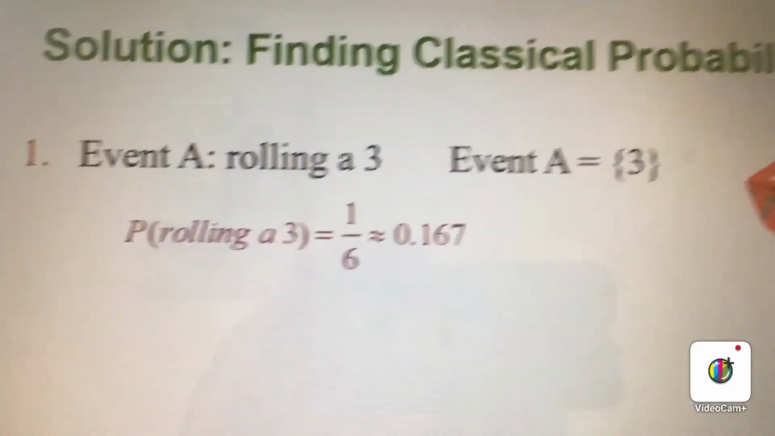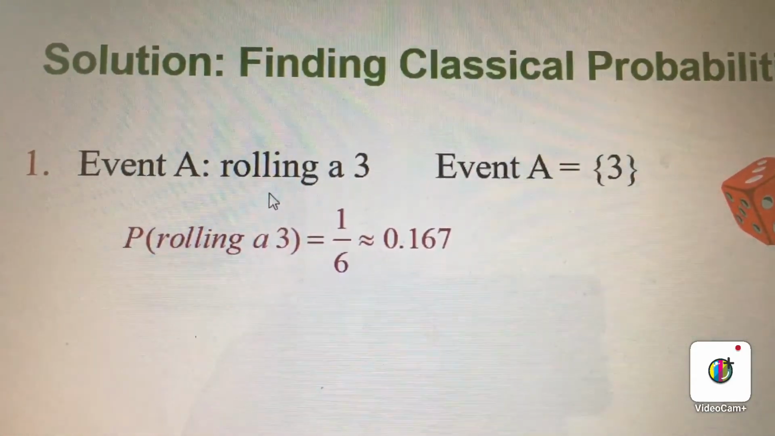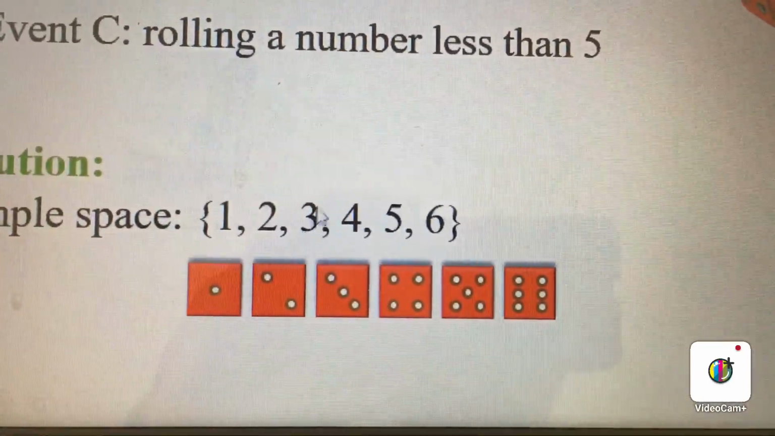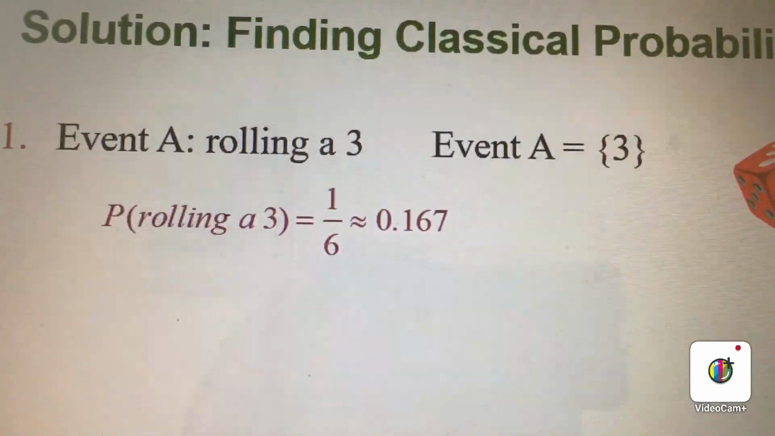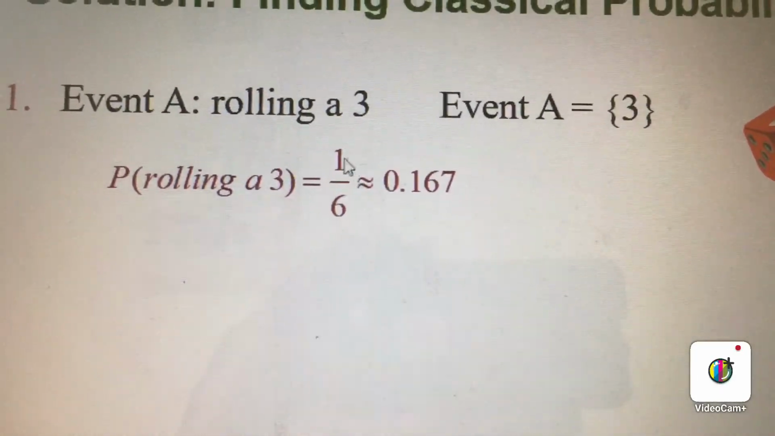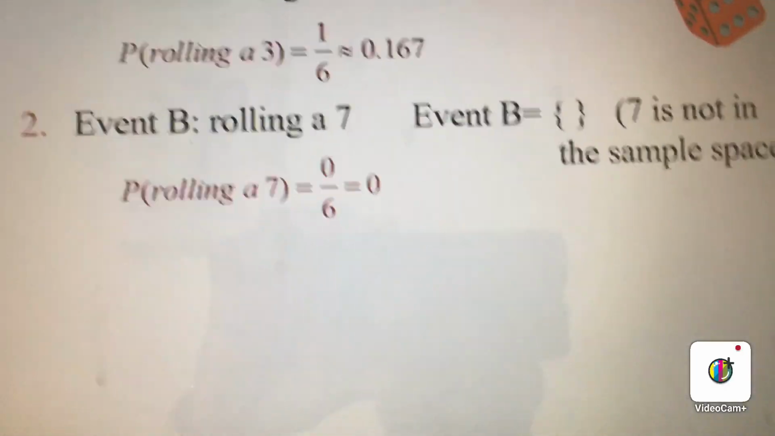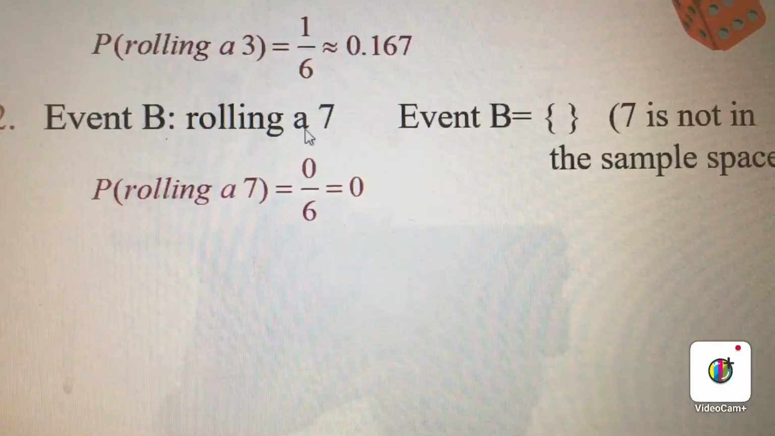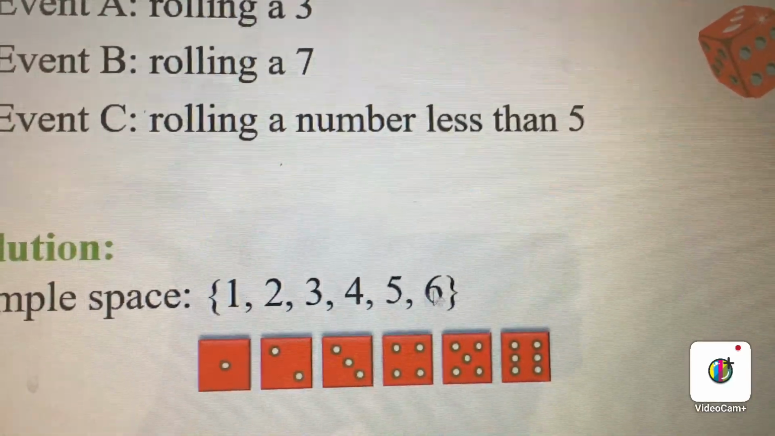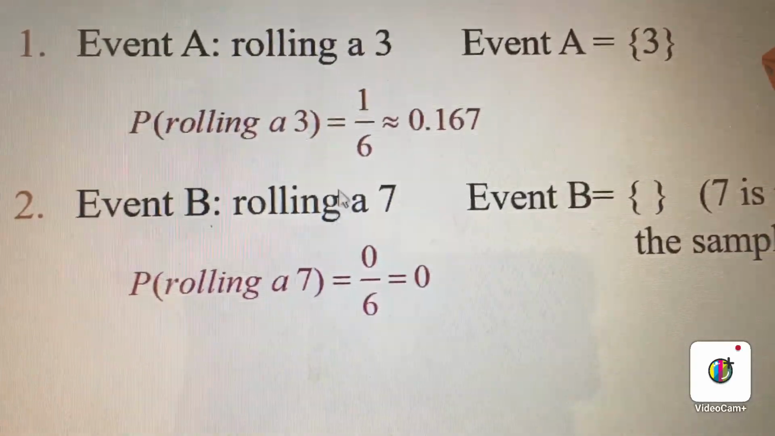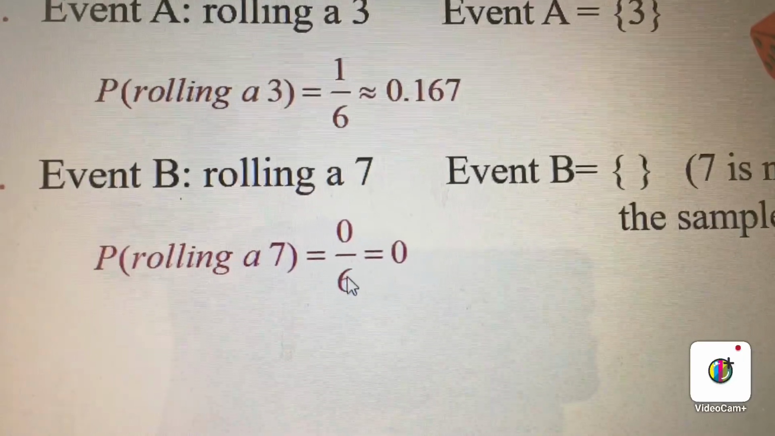With this, we are ready to calculate the probability. The first one is event A, which is rolling a 3. In this sample space, you will see that there's only one 3. So the probability of getting a 3 is only 1 out of 6 chances because there's only one 3. Now the second question is rolling a 7. Let us look at the sample space. You see here that there is no 7 on the die. So the probability of event B, getting a 7, is 0 out of 6 chances. Okay?